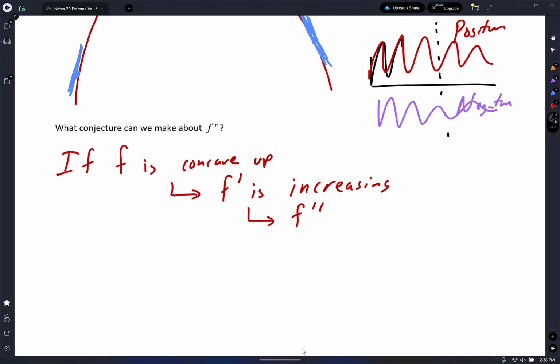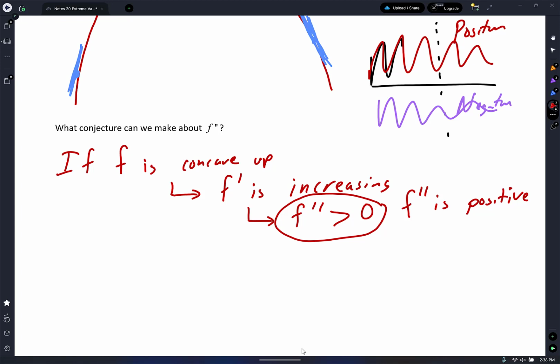If f prime is increasing, what does that mean about f prime prime? Not that it's increasing, that it is positive. f prime prime greater than 0 means f prime prime is positive. Does that make sense? Okay. How does f prime prime relate to f? If f prime prime is positive, f is concave up.